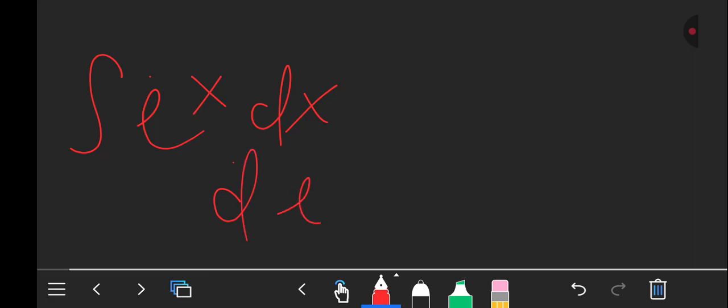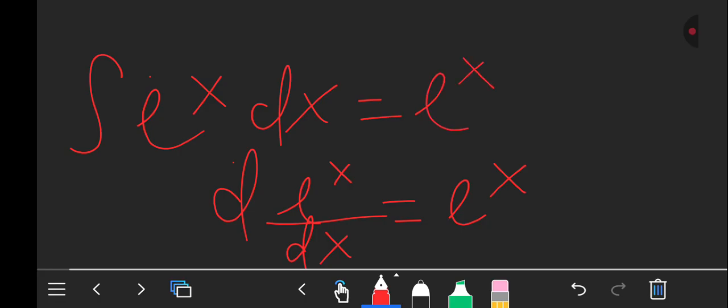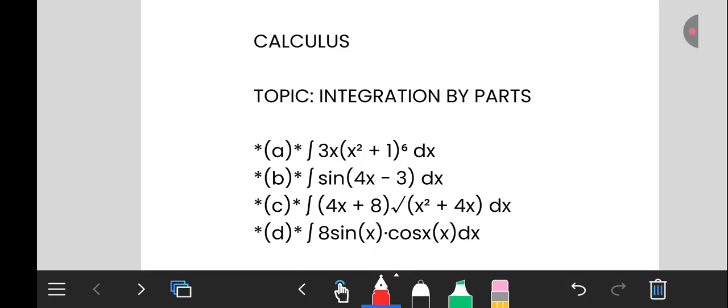Remember, we said the derivative of e to the power x with respect to x still gives us e to the power x. Even on the integral, this is stubborn. So we say just the same, e to the power x plus c. Now let's dive into answering these exam questions.